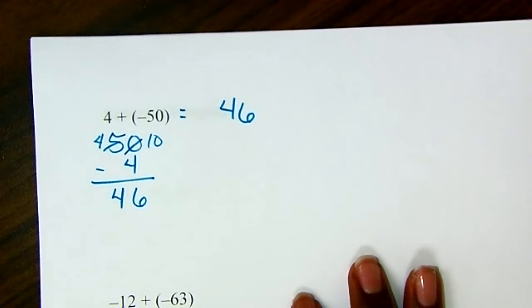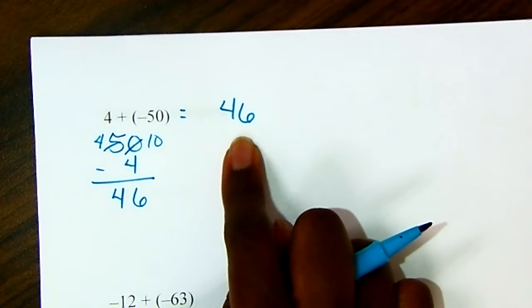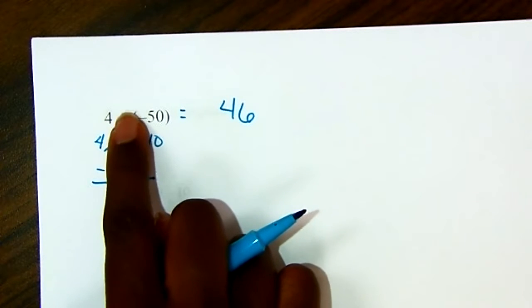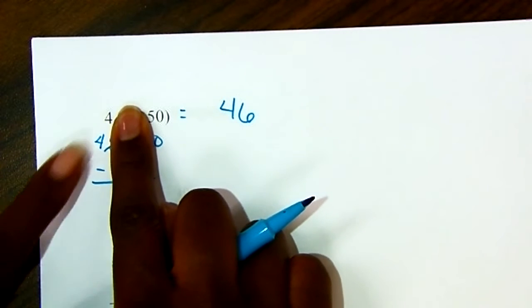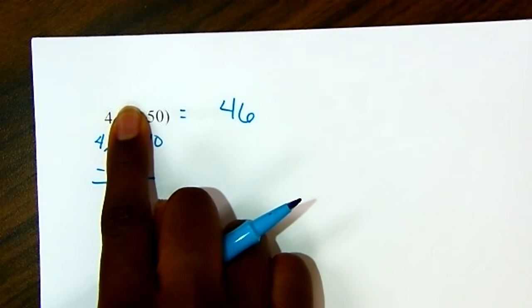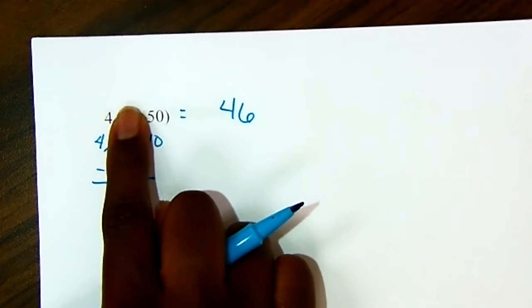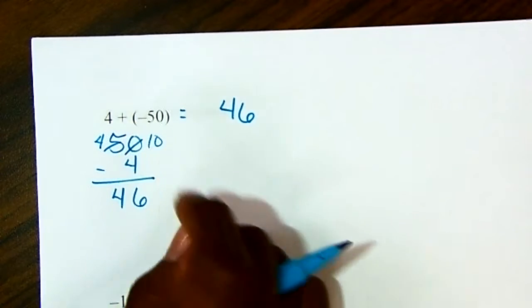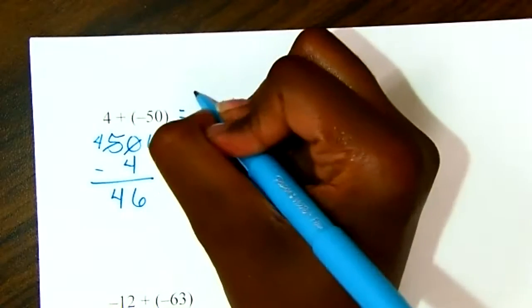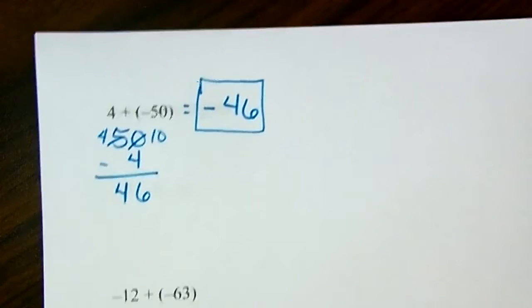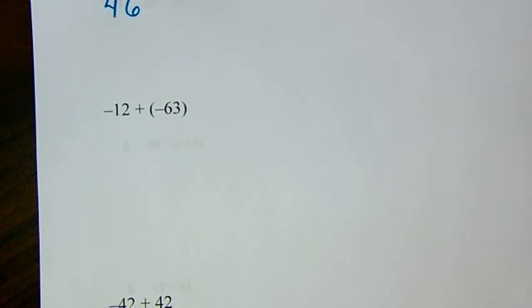I have to decide, is this going to be a positive 46 or a negative 46? So I'm going to come back over here to my numbers. I'm going to cover up my signs. I'm only looking at the 4 and the 50. So what you ask yourself is, which one is bigger, 4 or 50? Good job, 50 is bigger. Therefore, the sign in front of the 50 is the one that we keep, which is a negative. So we're going to put negative in front of that, and that's going to be our final answer, a negative 46.